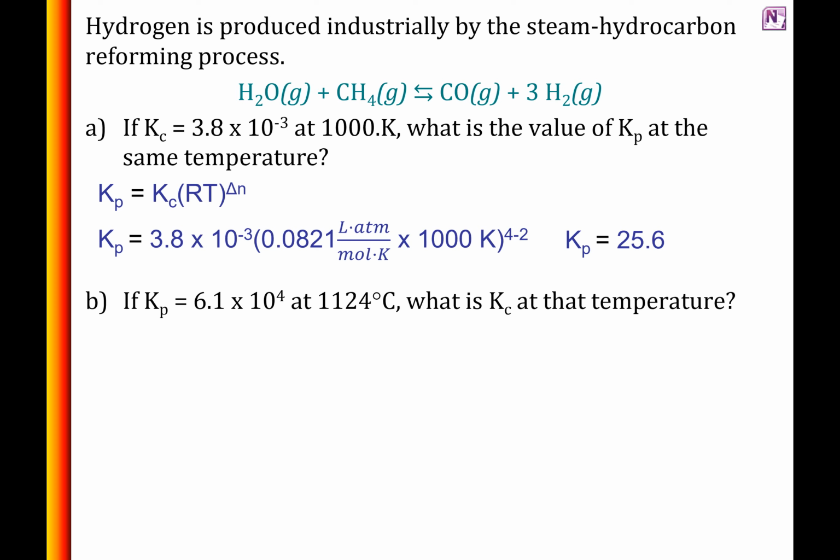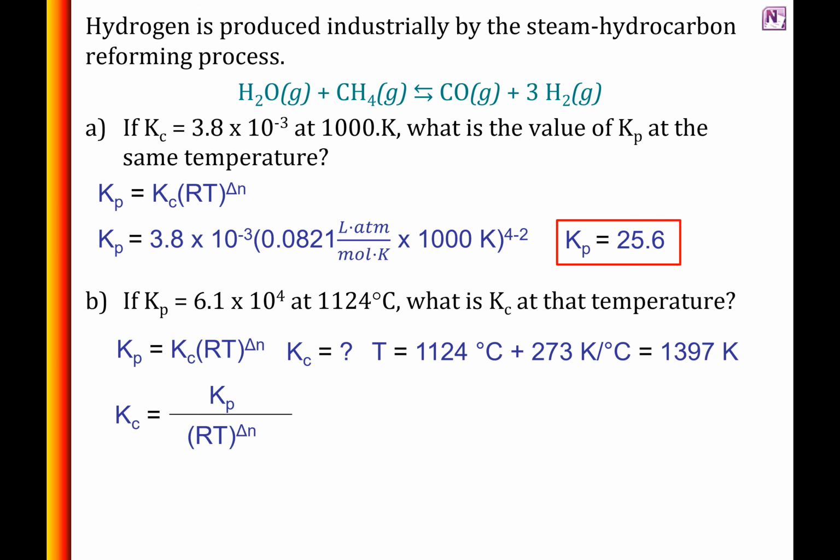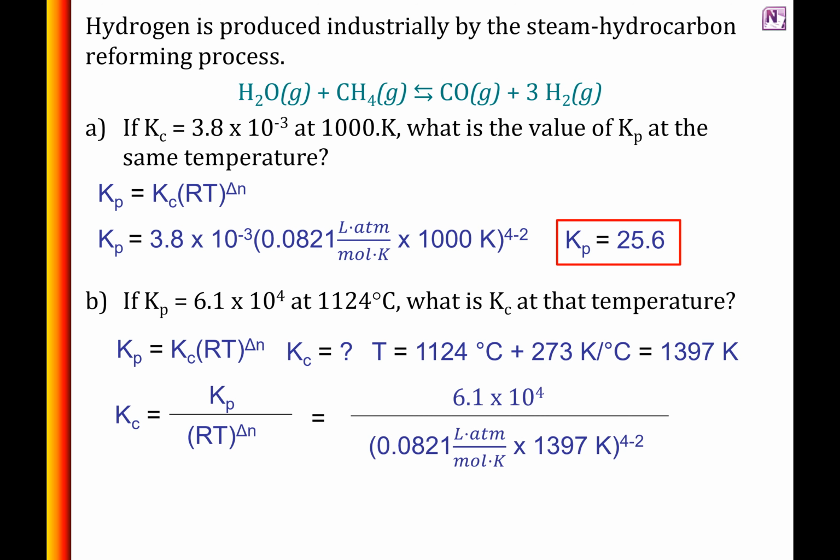For the next one, we have a Kp value, but we want to find Kc. So we'll take the same equation, but now rearrange to find Kc. Kc is equal to Kp over (RT) raised to the delta n. In other words, just divide both sides by (RT) to the delta n. Then convert your temperature to Kelvin. We know the value of R, we know the value of Kp, so now you just need to plug those in. You end up with a Kc equal to 4.6.